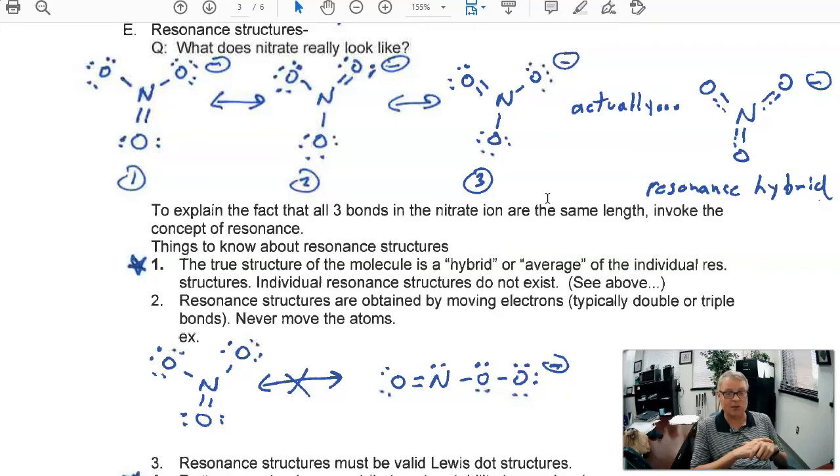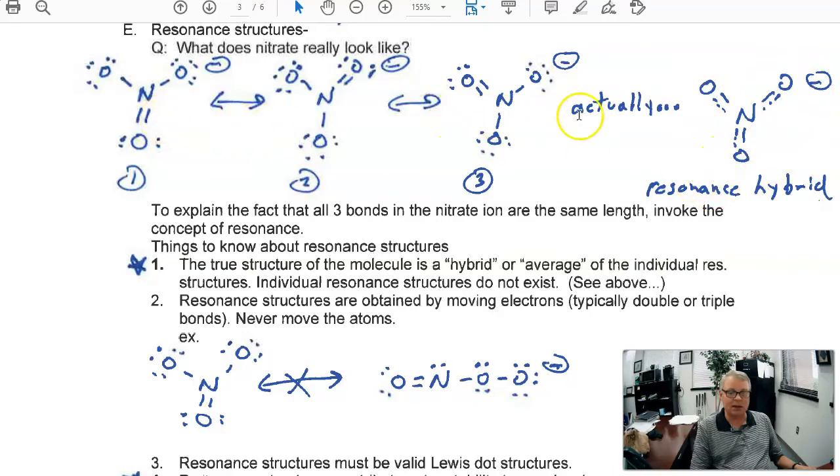Well, there are certain distinguishing features of you that your mom probably has. But you don't look exactly like her. You're not an identical copy. You're somewhere in between your mom and dad, right? A little bit of both. Well, that's what the resonance hybrid is. The molecule doesn't look like this, or even a mixture of all 3. It looks like a combination.